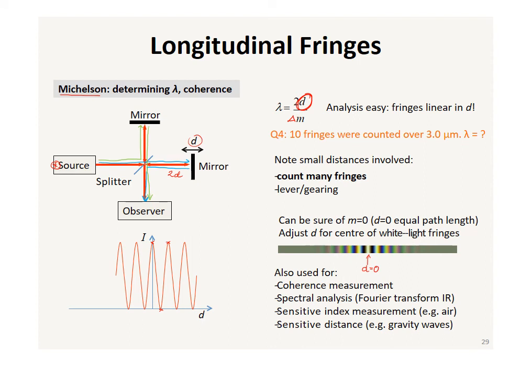Michelson interferometers are used for spectral analysis, looking at, for example, transforming the spectrum from an infrared into an interferogram like this, and we can work out the spectral content that way. We can also look at very small changes in n, and we can look at very small changes in d, and it might be fun if you go and read something about LIGO and their recent successes.